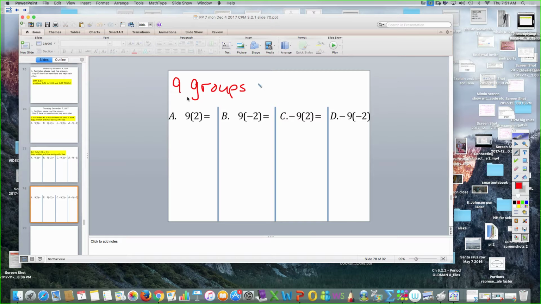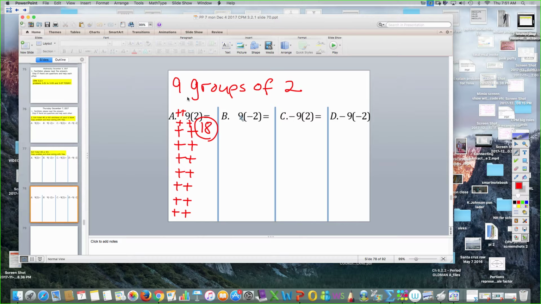groups of 2 positives. So here's one group of 2, and I'm going to have 9 groups. We already know our answer is 18, but we're just proving it here. 1, 2, 3, 4, 5, 6, 7, 8, 9. Didn't plan that too well. Okay, so I have 18 positives, so my answer is 18.